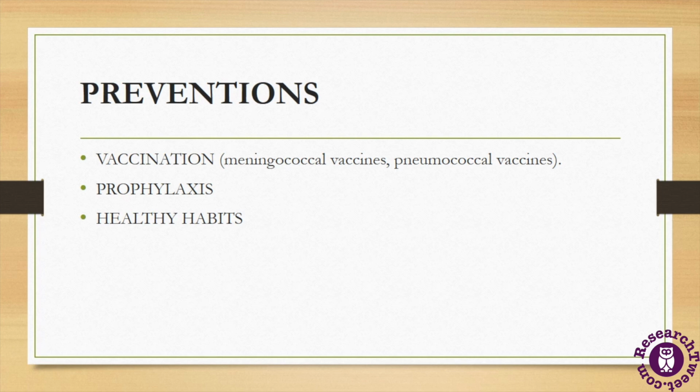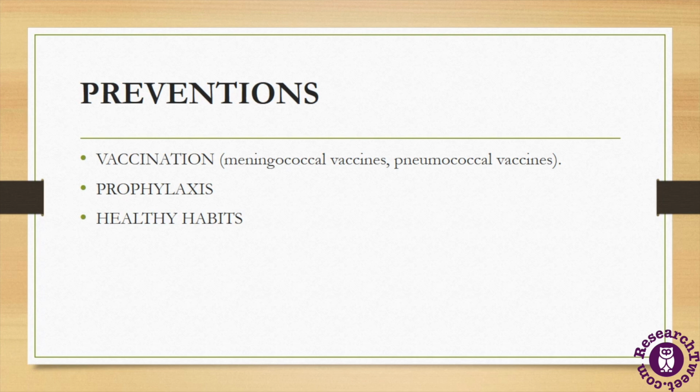Besides treatment, it is also very necessary to take preventive measures against meningitis. The methods of prevention include vaccination against these bacteria, like the meningococcal vaccines, which help protect against Neisseria meningitidis, the causative agent of meningitis, and also the pneumococcal vaccines, which help protect against Streptococcus pneumoniae. Another prevention method is called prophylaxis.